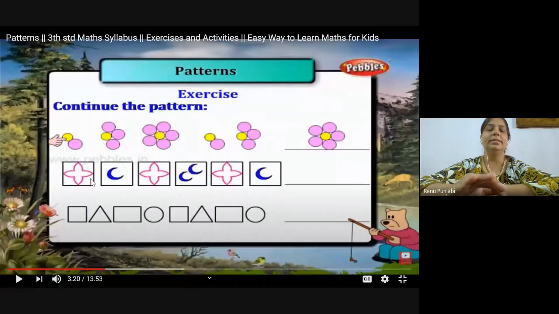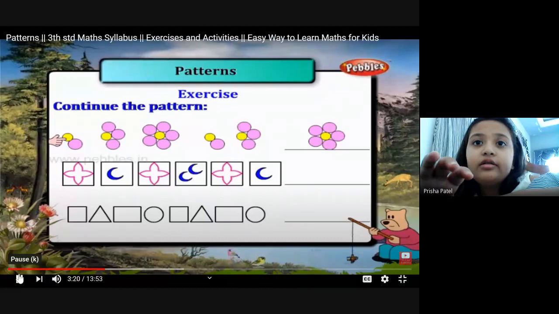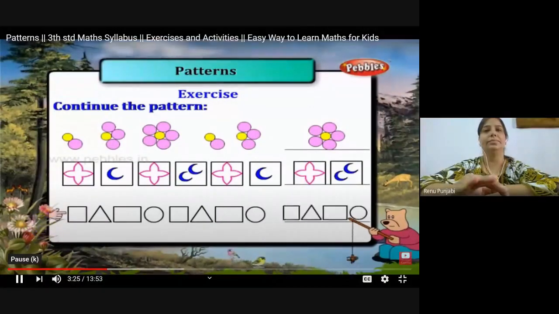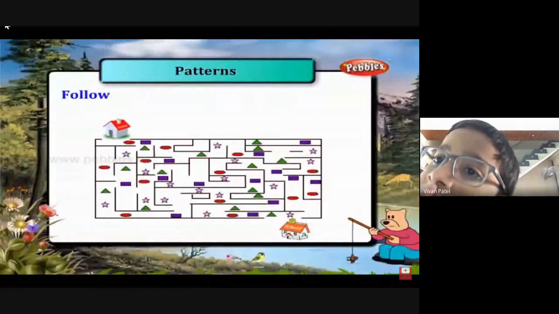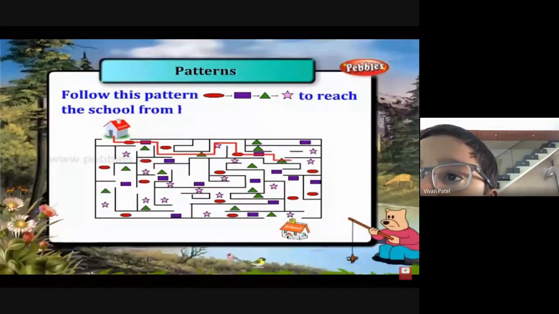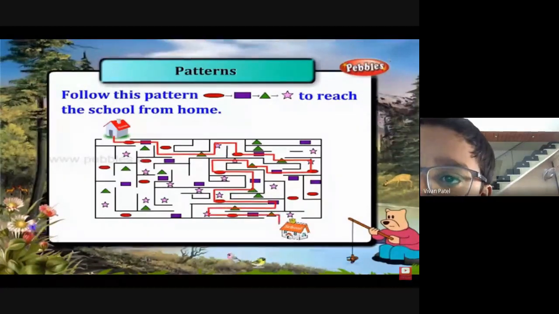Then star, star, sun, moon, star, double moon. Star, moon, star, star, double moon. So this is a repeated set. So there will be stars, pattern double moon. Very good. Pattern 3. Square, triangle, rectangle. What is that pattern, ma'am? To reach the school from home. Yes, ma'am.